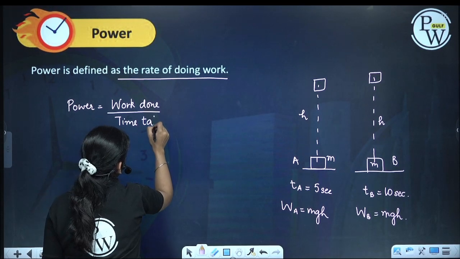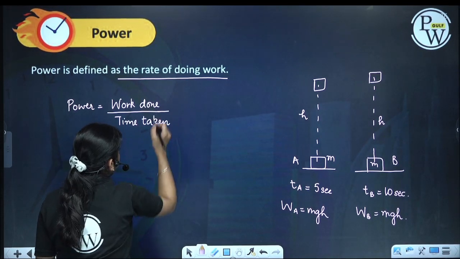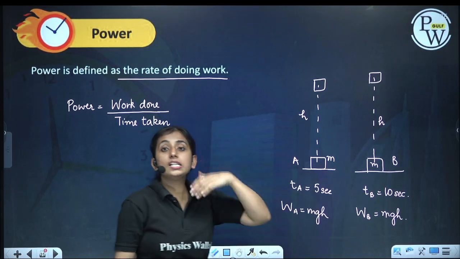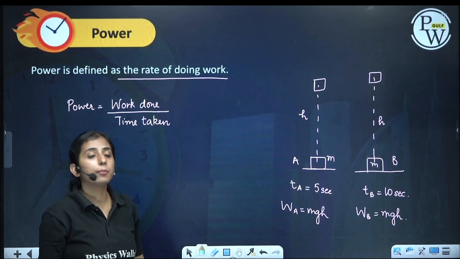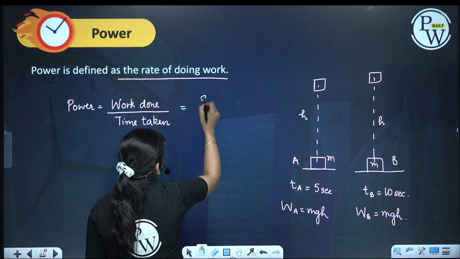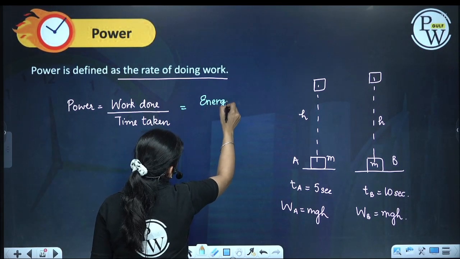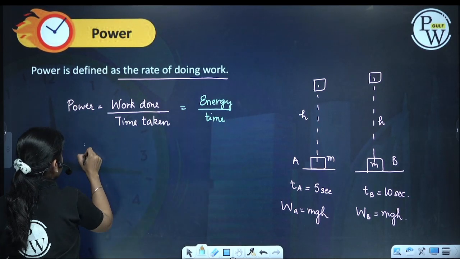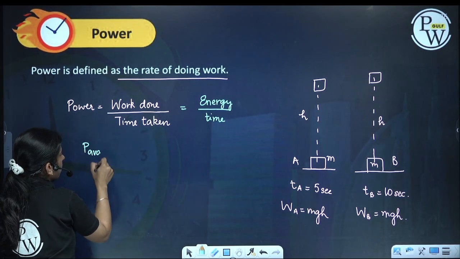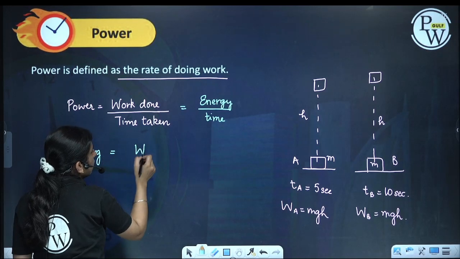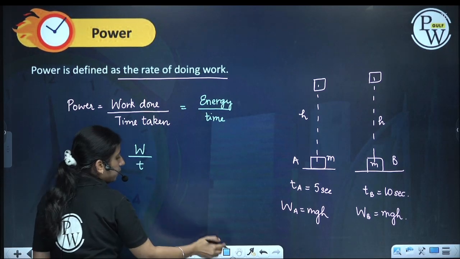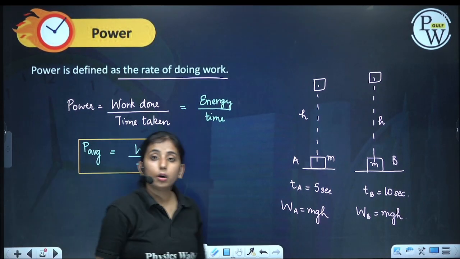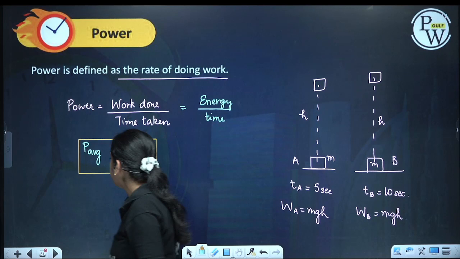Power is equal to work done by time taken, or we can also write it in the form of energy consumed or energy delivered by time taken, because work and energy are related. So if we write P average, average power is total work done divided by the total time taken.